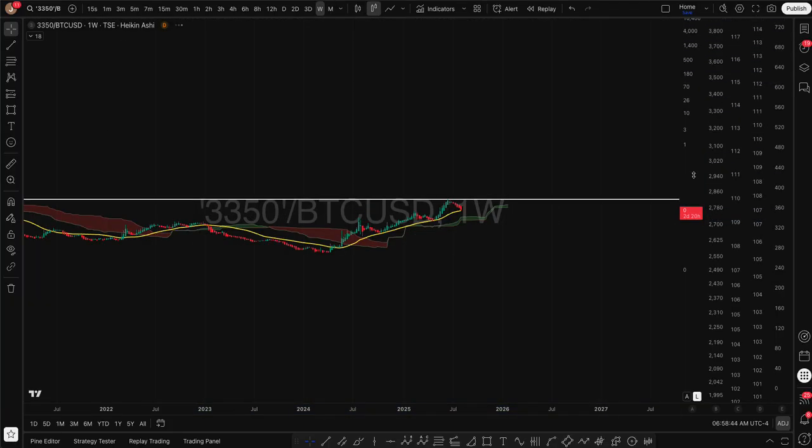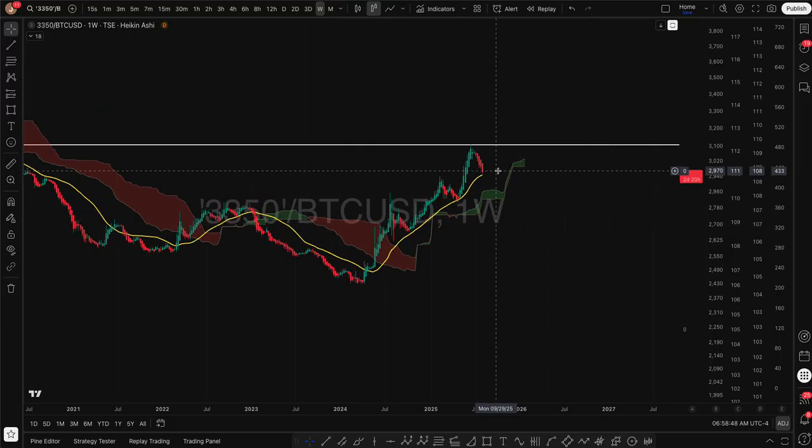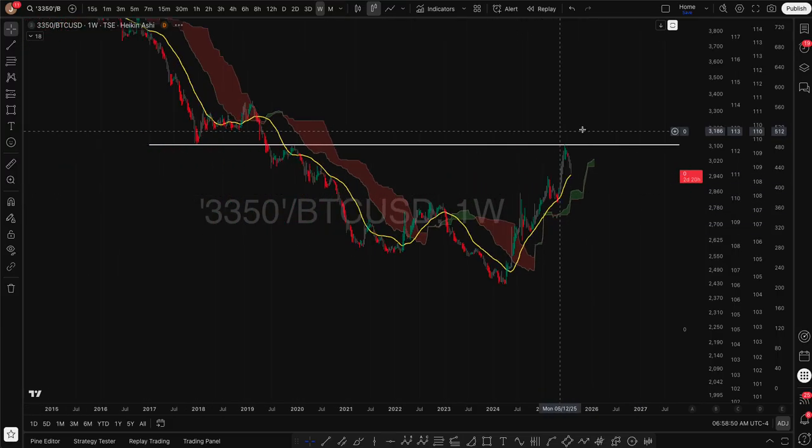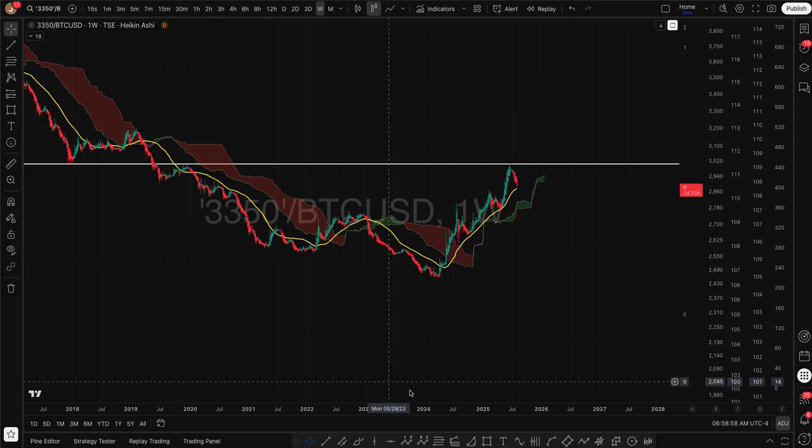And then when we zoom in onto the weekly, the weekly looks pretty good, right? We're above the 30-week moving average, above the Ichimoku cloud, but it looks like we're kind of into resistance here on the weekly against Bitcoin, against the hurdle rate, right? So I'm not sure if this is a bottoming pattern quite yet. I think we need a little bit more data.